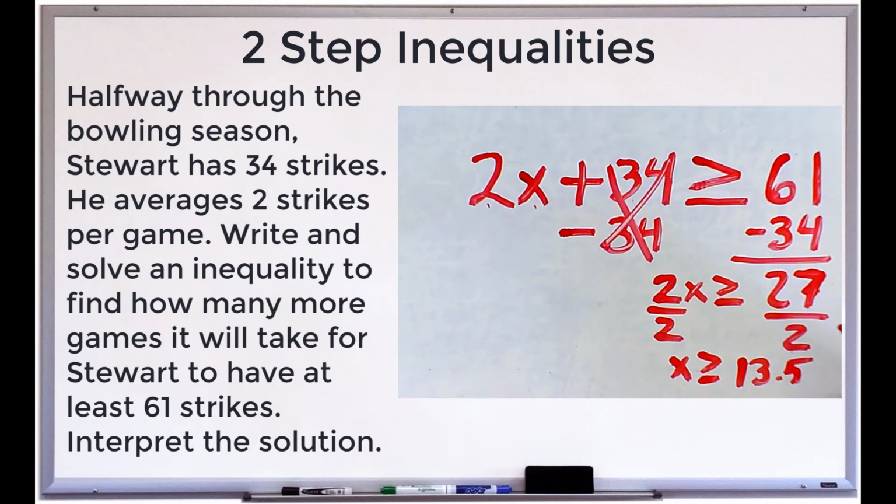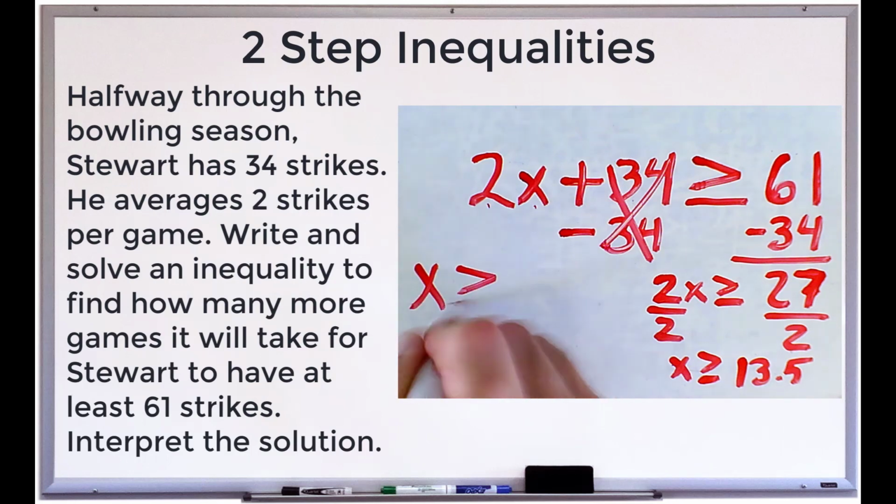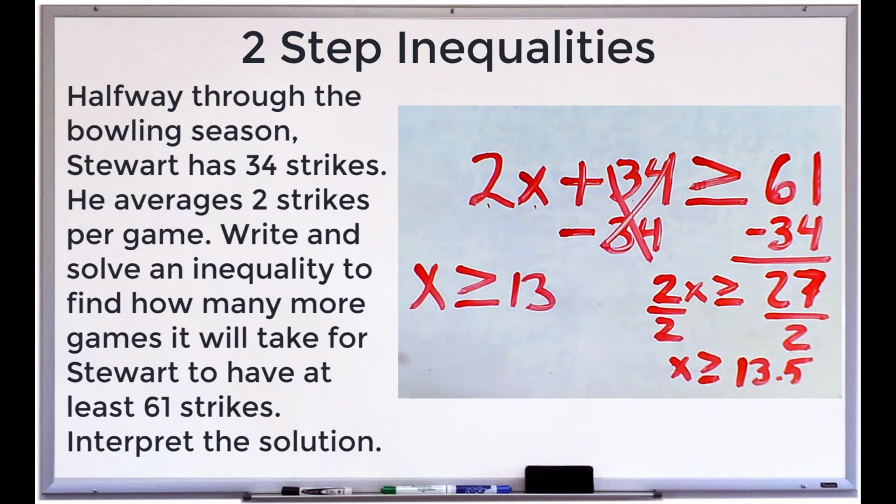Now the last part of our problem says interpret the solution. Well, our solution, as we wrote it, is x is greater than or equal to 13.5. What this means is that in order for Stuart to get at least 61 strikes, he's going to have to bowl for 13.5 more games. So our x, or the number of games, needs to be greater than or equal to 13.5.